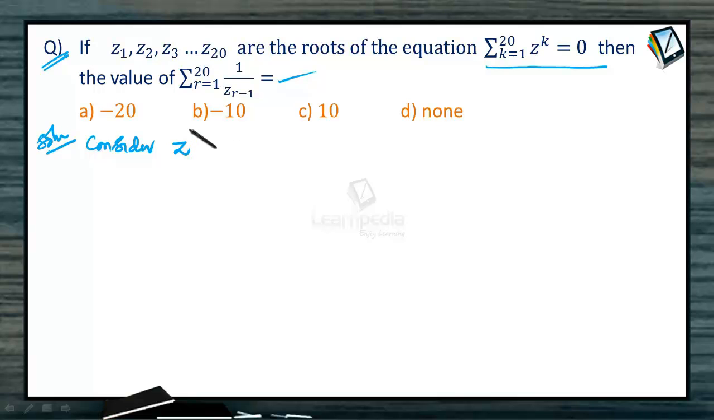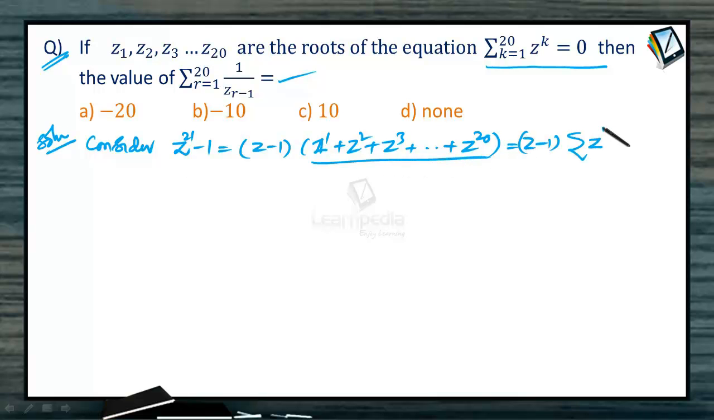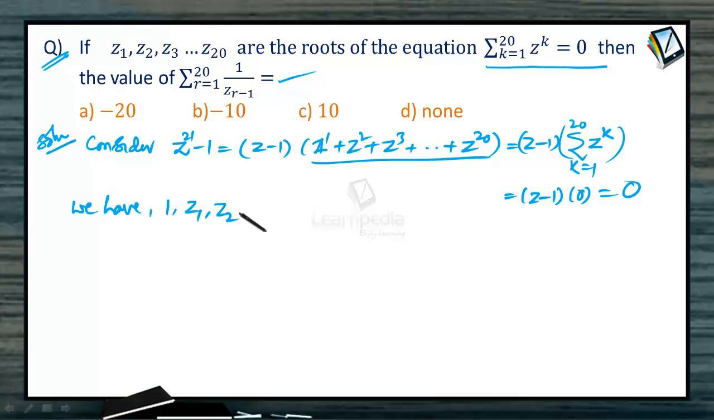Consider z to the power of 21 minus 1 as z minus 1 into (z power 1 plus z power 2 plus z power 3 plus and so on up to z power 20) from the polynomial expressions. Here z minus 1 into this is nothing but sigma of z power k, where k is equal to 1 to 20, which is given as 0. Therefore this becomes z minus 1 into 0 is equal to 0. Now we have 1, z1, z2 and so on up to z20. These are the 21st roots of unity.